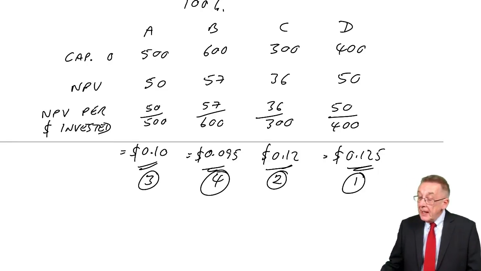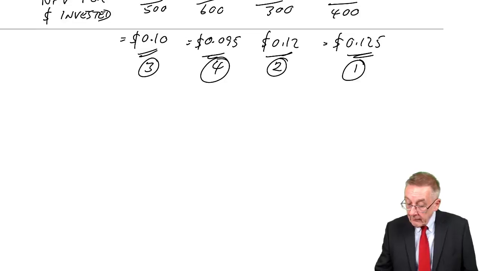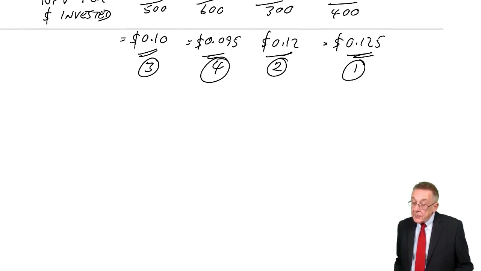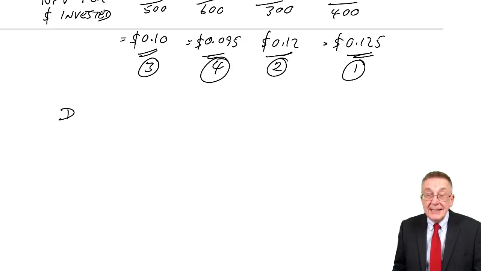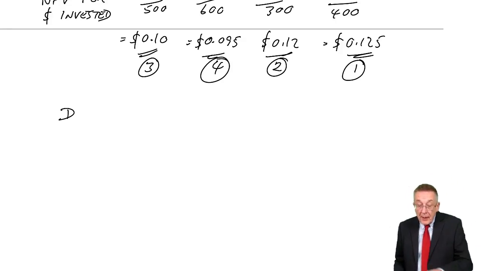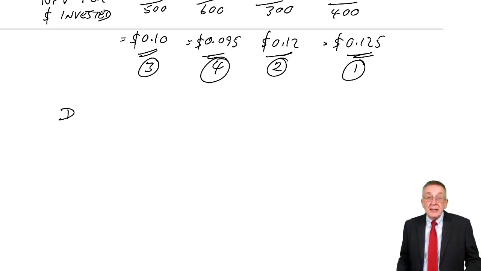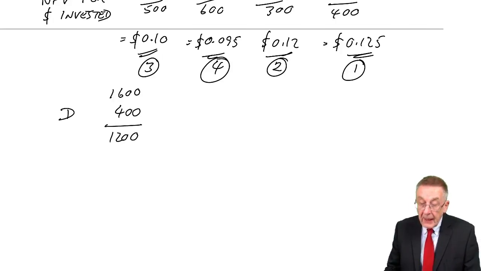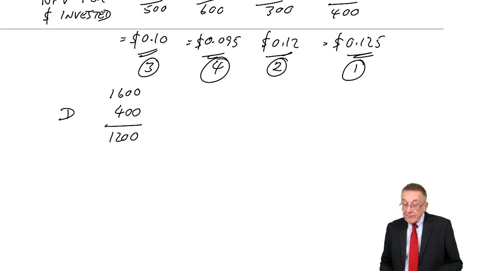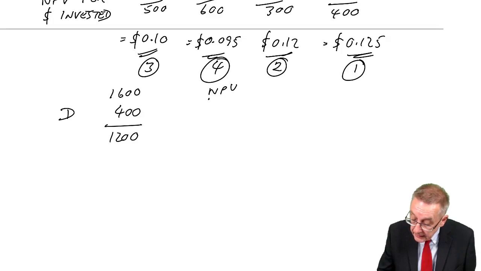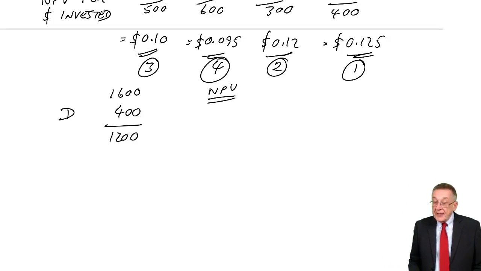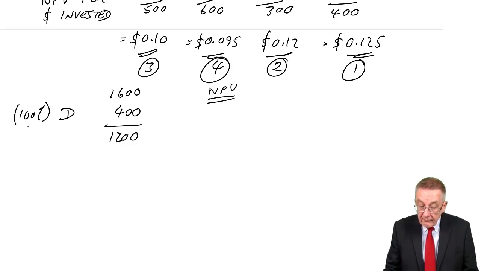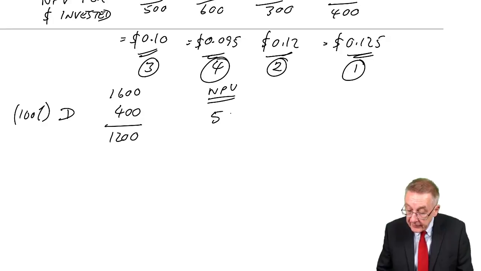Now we can go through and decide how we're going to invest. The best one is Project D, so we'll invest as much as we can in D. But remember, the most we can invest is 100% of the project. So the most we can invest in D is 400. Now remember, we had 1600 available. We'll invest 400 in D. There's 1200 remaining. What NPV would be generated? Well, since we're investing in 100% of D, we'll get 100% of the NPV. The NPV will be 50.